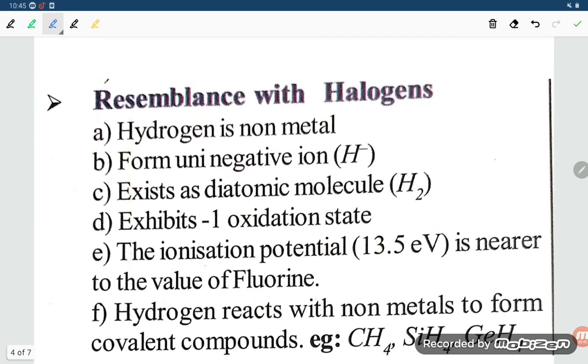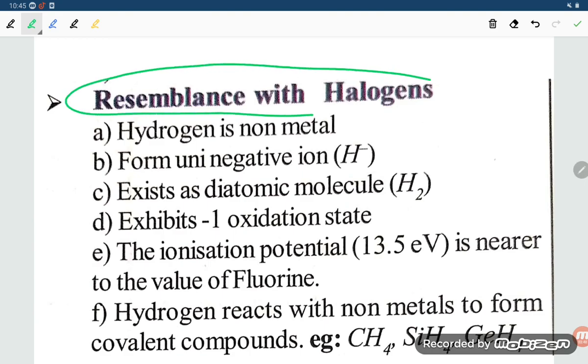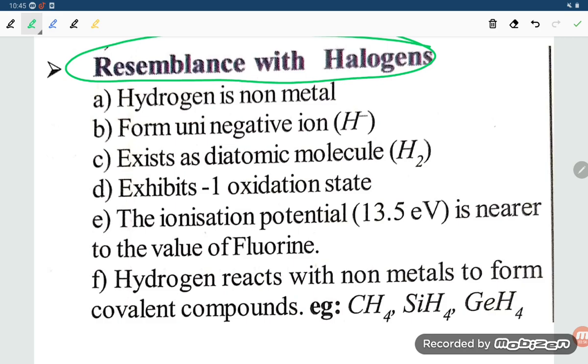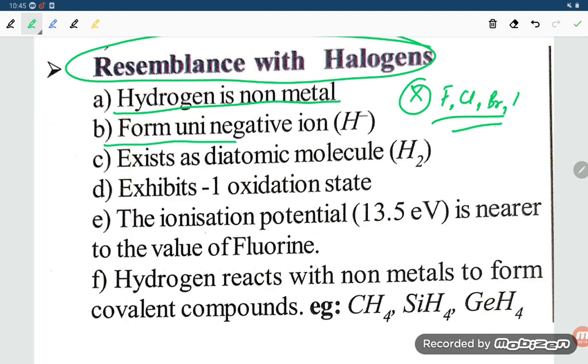Now let us see, students, how it resembles the halogens. So we have to check how it resembles the halogens. Hydrogen is a non-metal, and halogens are also non-metals, like fluorine, chlorine, bromine, iodine. They form a uni-negative ion: fluorine forms F-, chlorine Cl-, bromine Br-, iodine I-. Hydrogen also forms a negative ion by accepting an electron, and exists as a diatomic molecule.